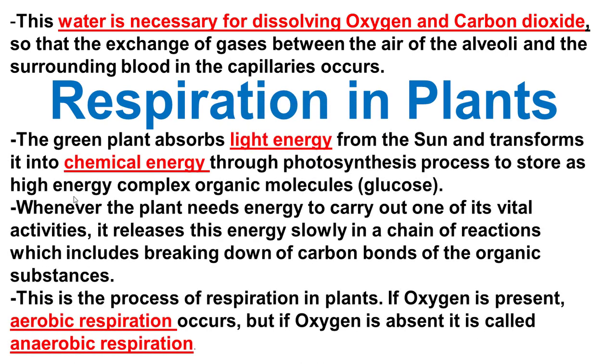Respiration in plants. Plants differ in respiration from humans, because humans are more complex, while in plants the machinery is simpler. Green plants absorb light energy from the sun and transform it to chemical energy in the photosynthesis process, which forms glucose and oxygen gas. Glucose and oxygen gas will then go into another step, which is respiration.